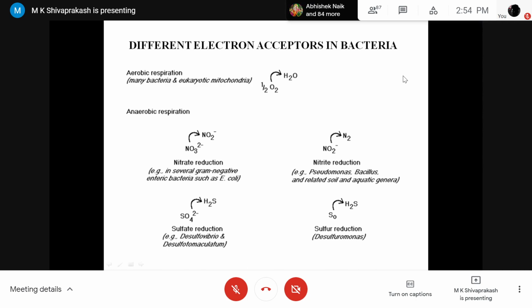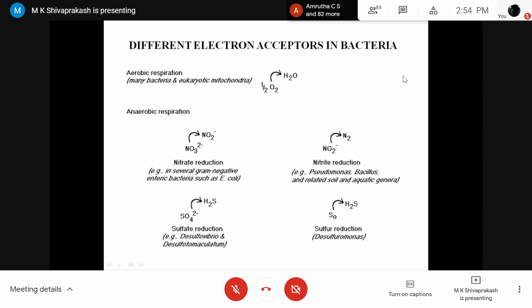The organisms which are involved in denitrification, some facultative microorganisms, like for example several gram-negative enteric bacteria, like Escherichia coli and Enterobacter, which colonize the colon region of the intestine, plus many bacteria which are involved in nitrate reduction. So they use nitrate as terminal electron acceptor. Nitrite reduction: this is of course Pseudomonas, Bacillus, and many organisms, using nitrate or nitrite.